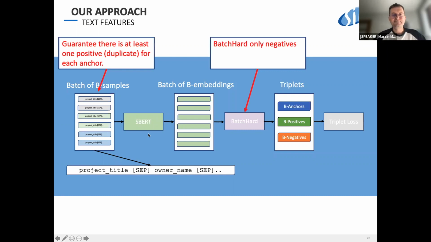However, we added a few modifications, and the most meaningful one is that we modified the way we generate the batches. Because we dealt with millions of data records, and a single record usually had no more than just a few duplicates, it was extremely unlikely that two duplicates would land in the same batch, even if we used large batch sizes. So we modified the sampling method in such a way that for each anchor, there is always a single positive example. And hence, we batch hard only the negatives.